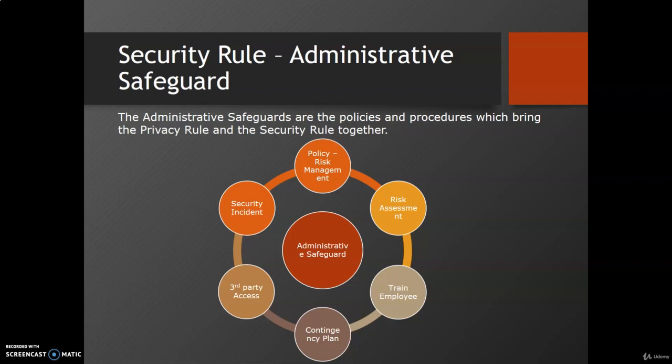The next is security incident. If an incident happens, how are they responding to it, how are they detecting it, how are they trying to protect from it? If it happens, how to detect it, how to respond to the incident, how to recover to the earlier stage. So all those things should be defined. So this is what we have for the security rule.